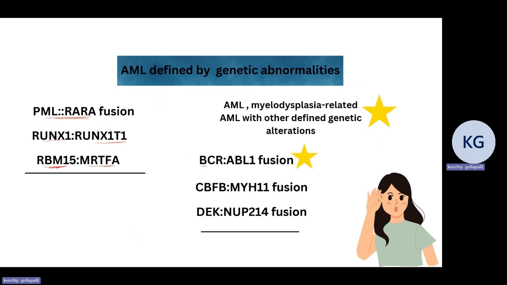Which is there in your CML. The same thing you will see here. So here also you need how many percent blast? Greater than or equal to 20% blast to call it AML with BCR-ABL. After B comes C, that is the CBFB-MYH11 fusion. Then after C comes D, the DEK-NUP214 fusion. So this second group will be BCR-ABL, CBFB-MYH11, DEK-NUP214 fusion. After this, we have AML myelodysplasia-related and AML with other defined genetic alterations. Both of them also require blast greater than or equal to 20%. So these are the exceptions you have to remember.